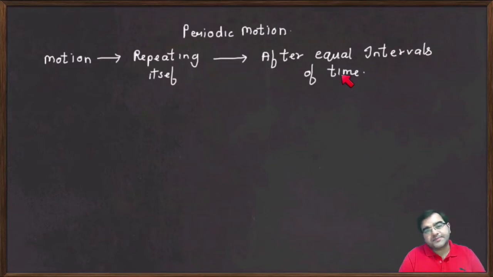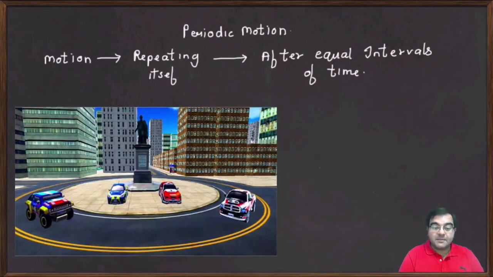I go for morning walks. So if I go to a garden and I take 10 minutes to complete one round, after every 10 minutes, I'm repeating the same motion. I again go to a garden for a morning walk, and after every 10 minutes, I finish one round. So after every 10 minutes, I am repeating the same motion. So my motion turns out to be a periodic motion. Take an example here also. You have a car race going on. So this car is going to just go around this lap again and again.